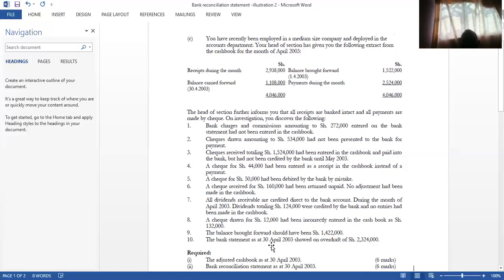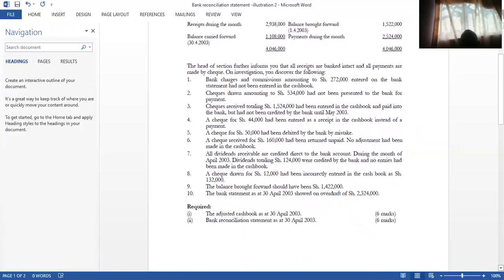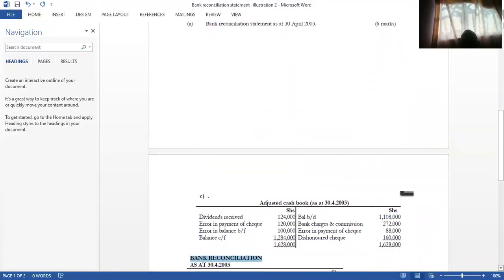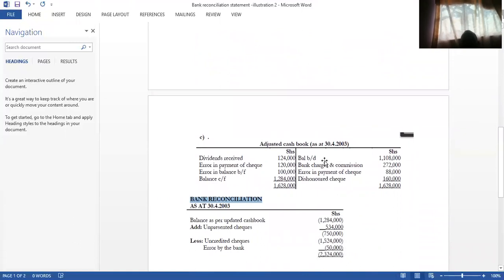The bank statement as at 30th April 2003 showed an overdraft of 2,334,000. This is a balance as per the bank statement, and which is normally used to compare whether you have done the correct thing. Let us go now to the solution. The solution is here, the adjusted cash book.